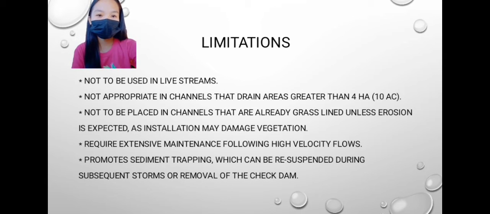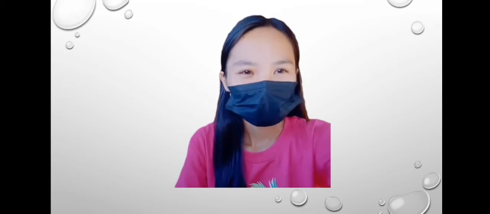So, check dams also have limitations. Not to be used in live streams, not appropriate in channels that drain areas greater than 4 hectares per area. Then, not to be placed in channels that are already grass-lined unless erosion is expected, as installation may damage vegetation. They require extensive maintenance following high-velocity flows, and promote sediment trapping, which can be resuspended during subsequent storms or removal of the check dams. So, that's all, and thank you.